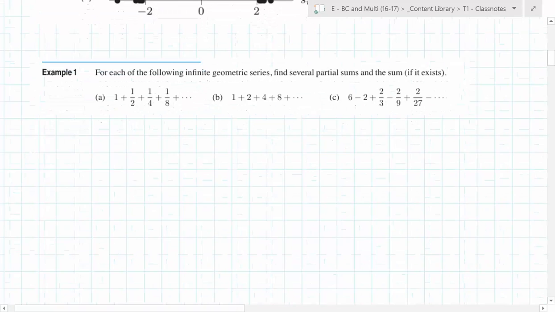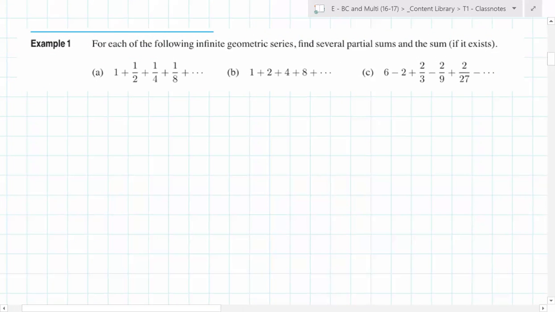Okay, so this is what we're going to be working with today right here. You've already looked at this one maybe. It was the first example in there. For each of the following infinite geometric series, find several partial sums and whether the sum exists. So what's the difference between a series and a sequence? A sequence has what between the numbers, or the items, the elements? Commas.